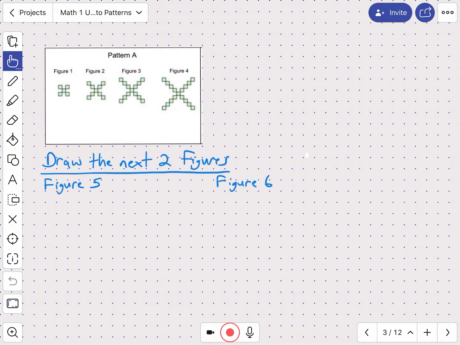So right here is pattern A. Go ahead and copy down pattern A, that word, and draw in these figures. Figure 1, figure 2, figure 3, figure 4. Now that you have those copied down in your notebook, we're going to draw figure 5. So go ahead and take the time to draw figure 5.